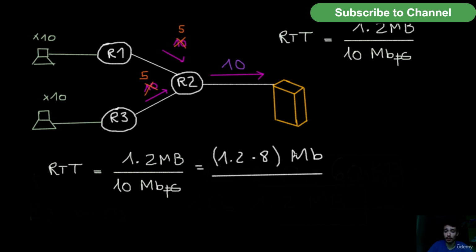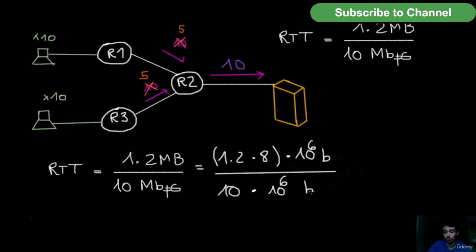So we can have something like 1.2 multiplied by 8. Instead of writing megabits, we can write multiplied by 10 raised to 6 bits. And the same on the denominator. Instead of 10 megabits per second, we will have 10 multiplied by 10 raised to 6, which is the prefix mega, bits per second. And as we can see, we can simplify this 10 raised to 6 with this 10 raised to 6. And so this gives us 1.2 multiplied by 8, which is 9.6, divided by 10. This gives us 0.96. So what is going to be the round trip time?